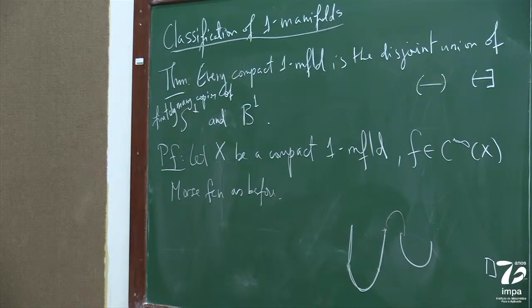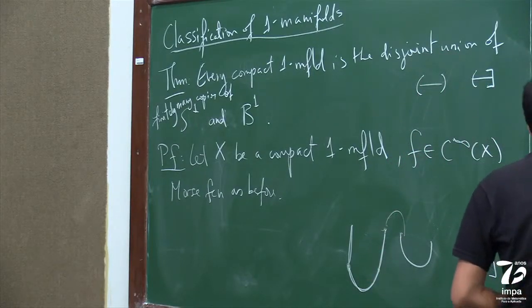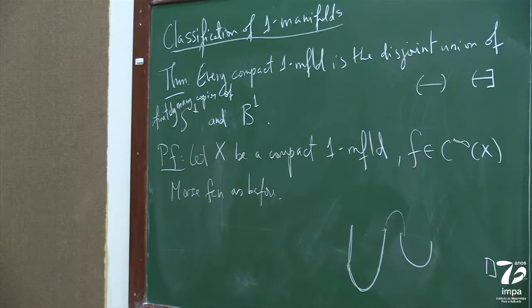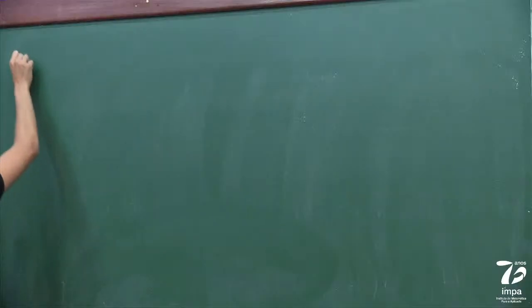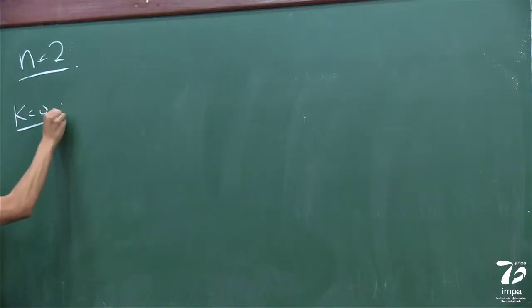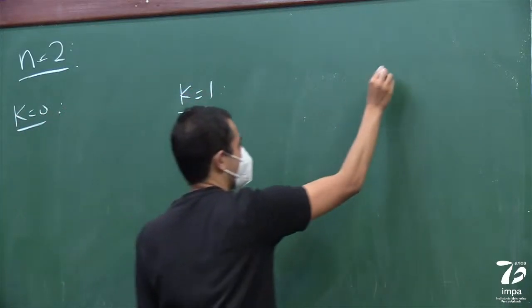Okay, but now let's go to dimension 2. So now it's going to start to get interesting. So what happens with n equals 2? So again, now we have three values of k to consider. We have k equals 0, k equals 1, and k equals 2.